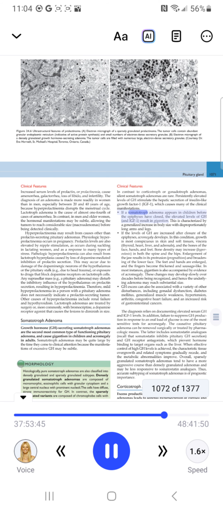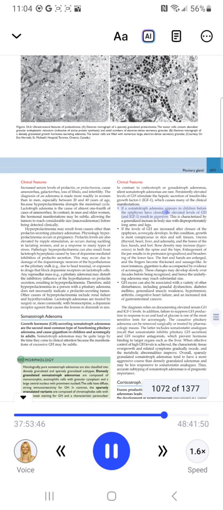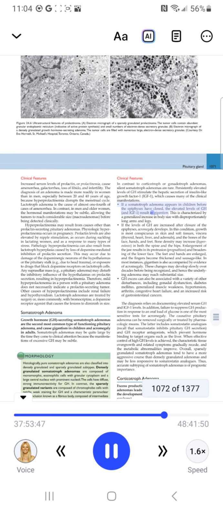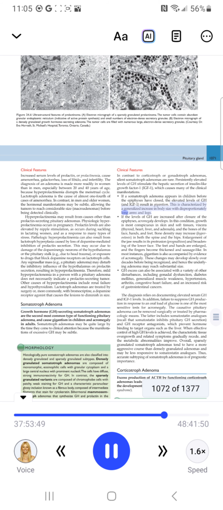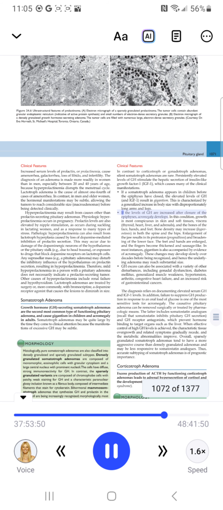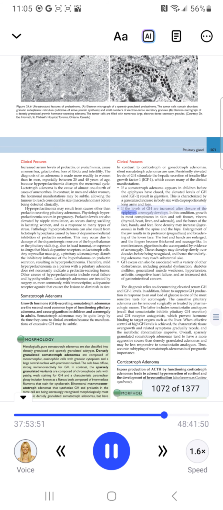If a somatotroph adenoma appears in children before the epiphyses have closed, the elevated levels of GH and IGF-1 result in gigantism. This is characterized by a generalized increase in body size with disproportionately long arms and legs. If the levels of GH are increased after closure of the epiphyses, acromegaly develops.